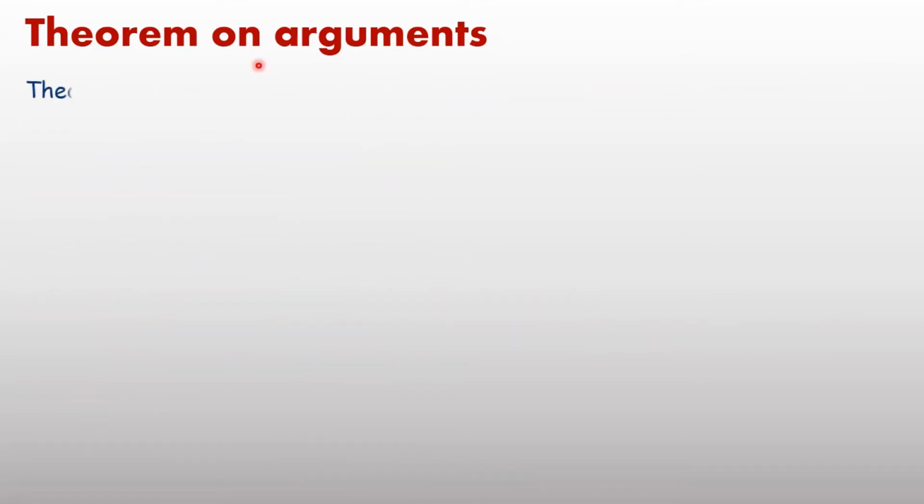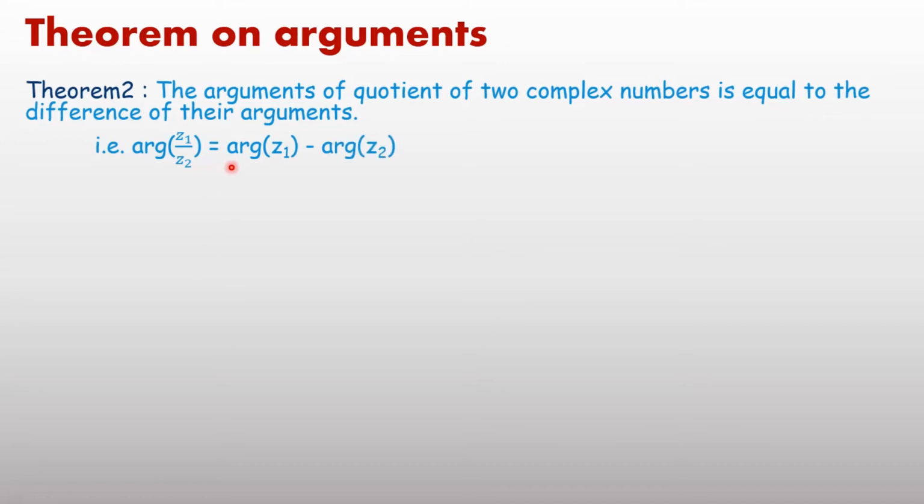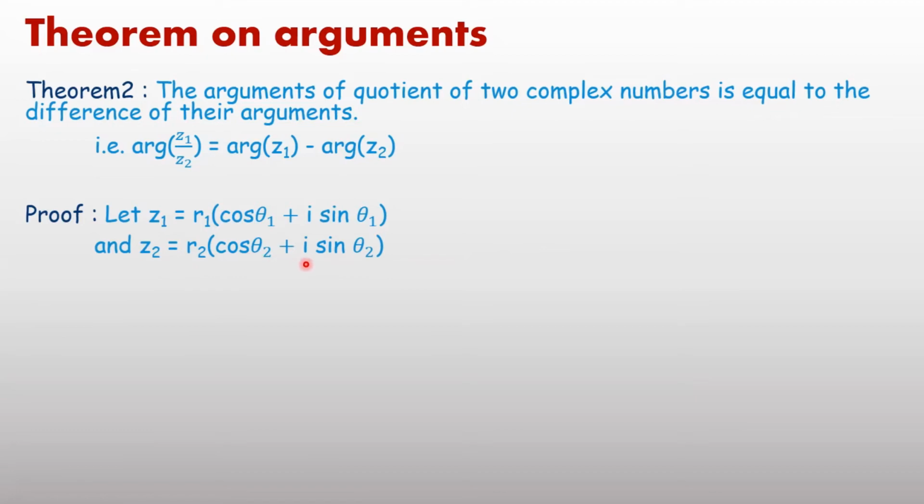Now, the next theorem. The argument of the quotient of two complex numbers is equal to the difference of their arguments. That is, argument of z1 upon z2 equals argument of z1 minus argument of z2. Proof of this theorem: let z1 equal r1 (cos theta 1 plus i sin theta 1) and z2 equal r2 (cos theta 2 plus i sin theta 2). Here theta 1 represents the argument of z1 and theta 2 the argument of z2.